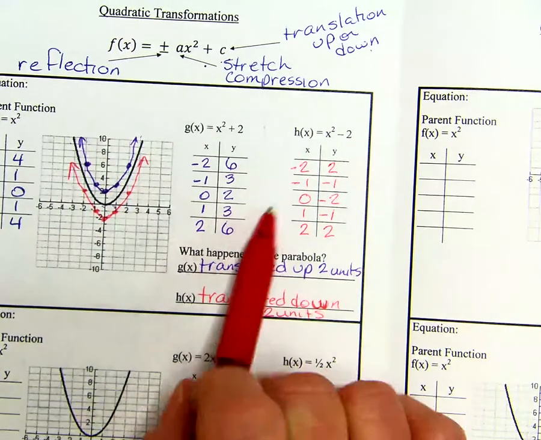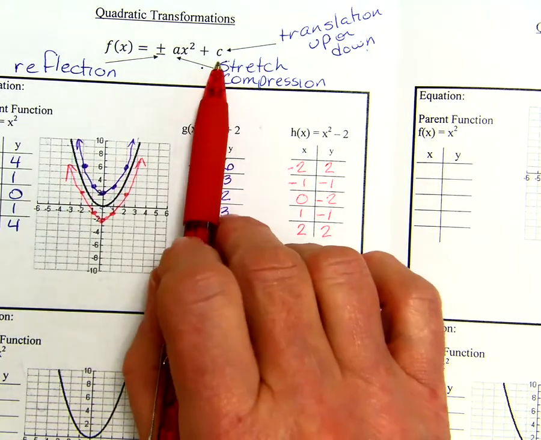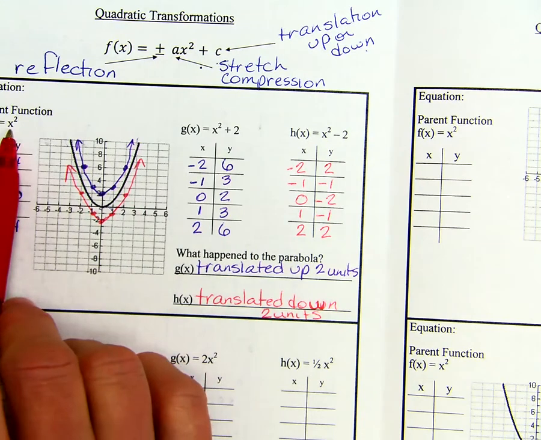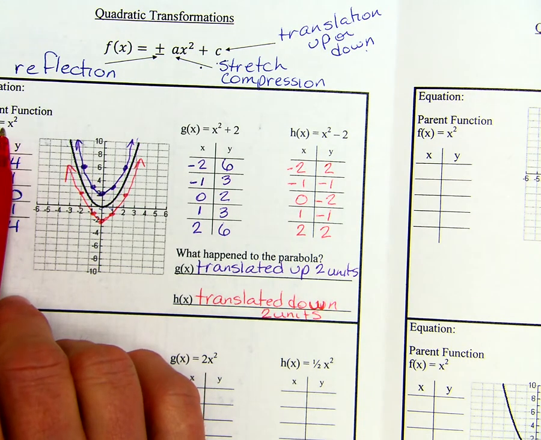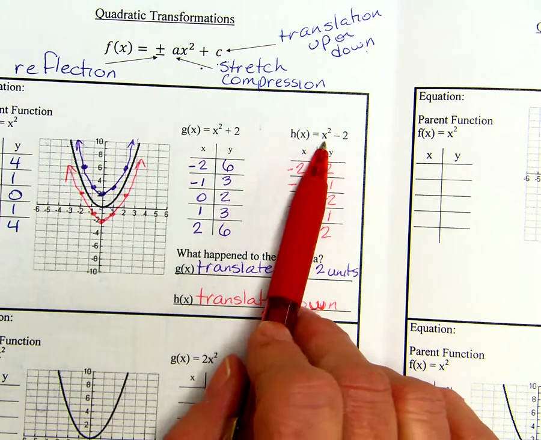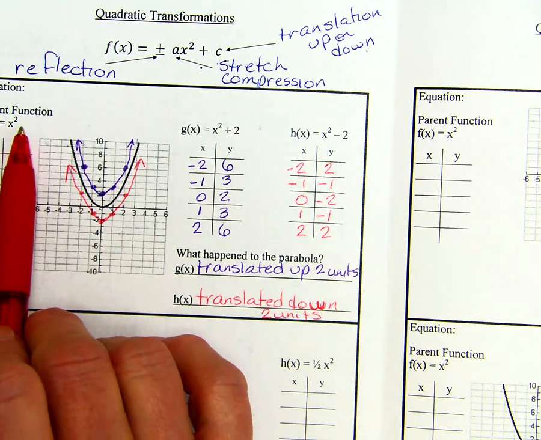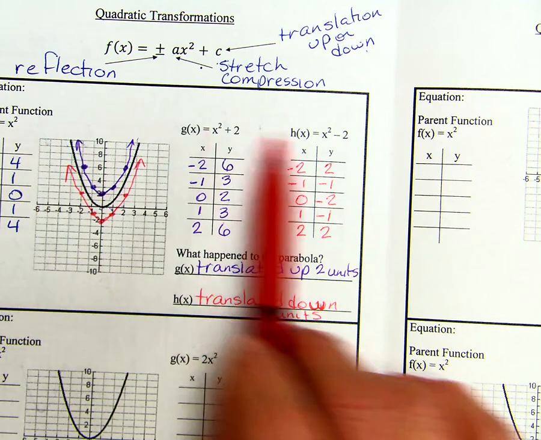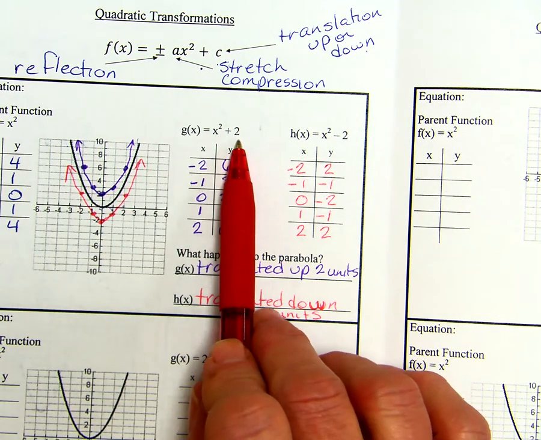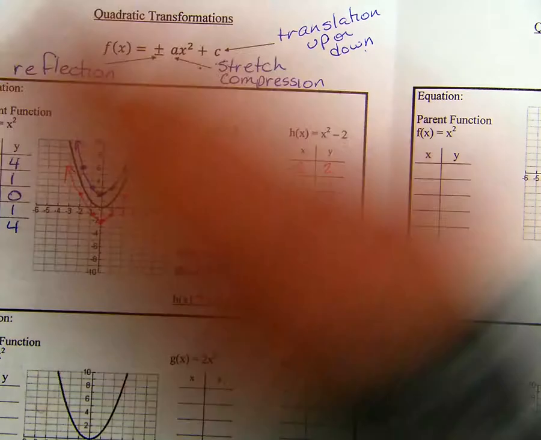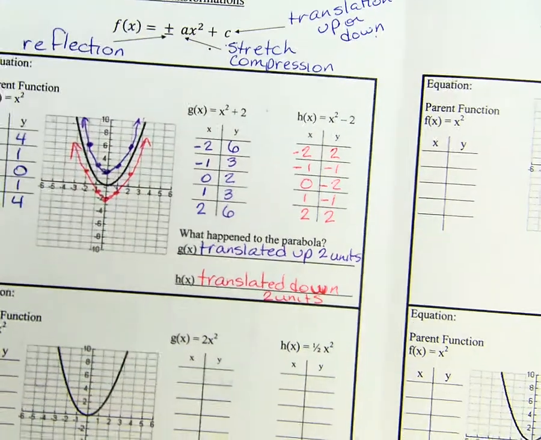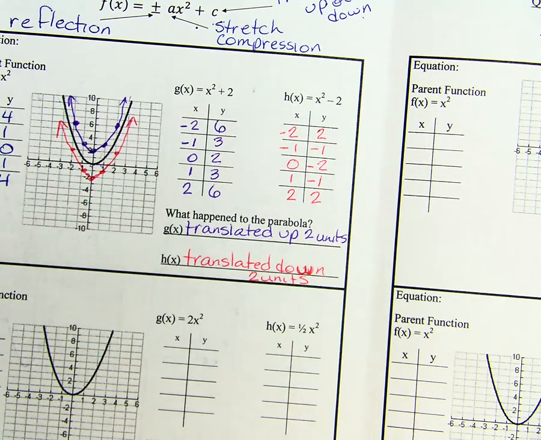So this is basically a change to c, because what we did here was a was 1 for the parent function, and in both g of x, a was again 1. But this time, instead of in the parent function with c equaling 0, we had c being +2 or -2. So let's look at what happens when we make a change to a.